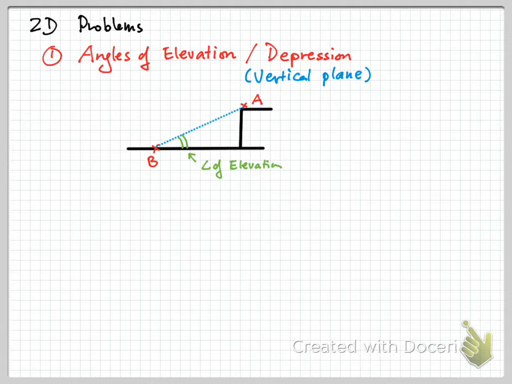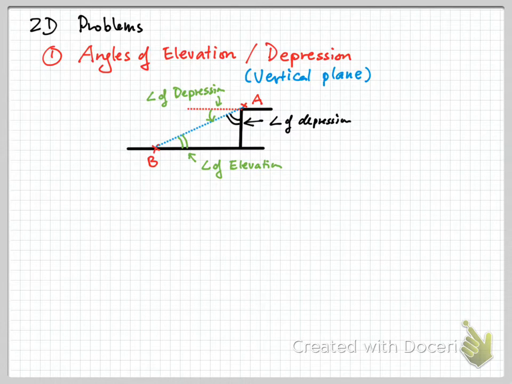Whereas for the angle of depression from A, you do not have a horizontal line at A, so we put back the horizontal line like this. And then the angle going down from A will be what we call the angle of depression. It is measured against the horizontal line. Now, so often people make the mistake of saying that this is the angle of depression. This is not the angle of depression.